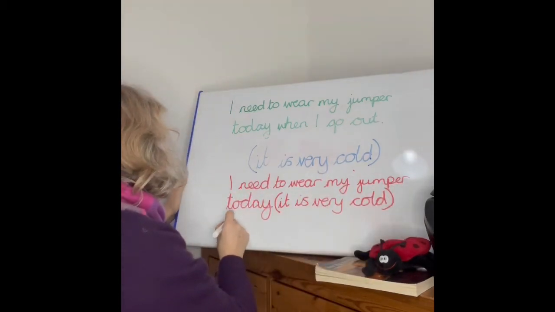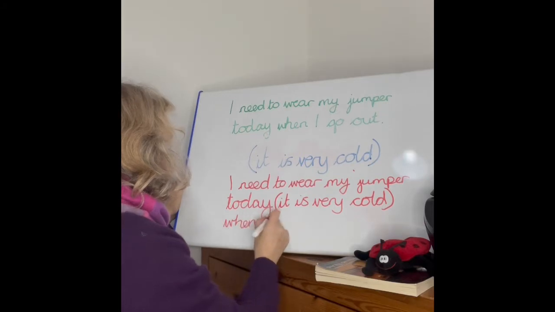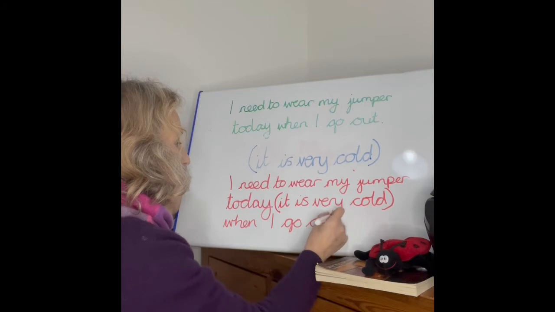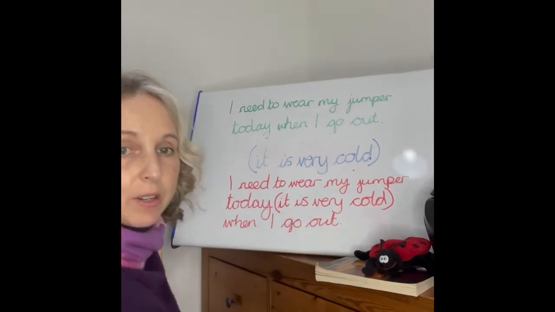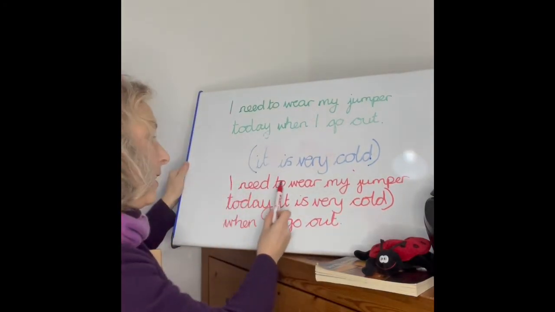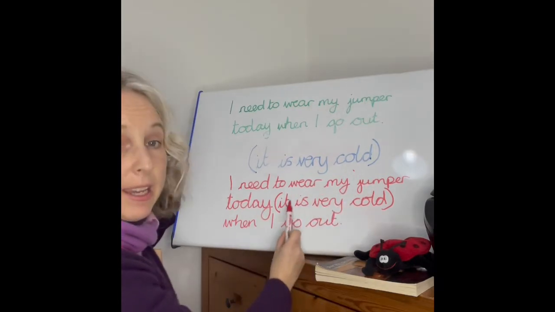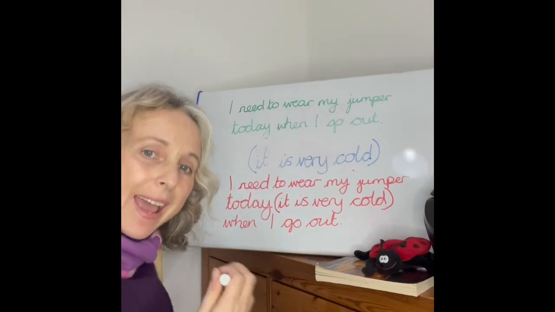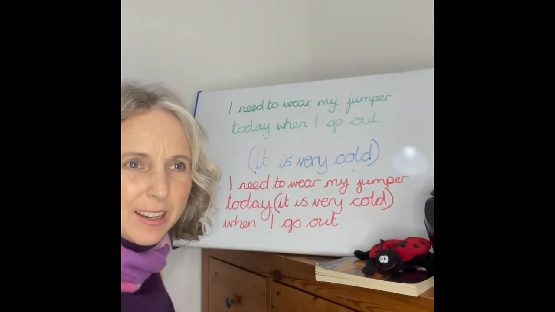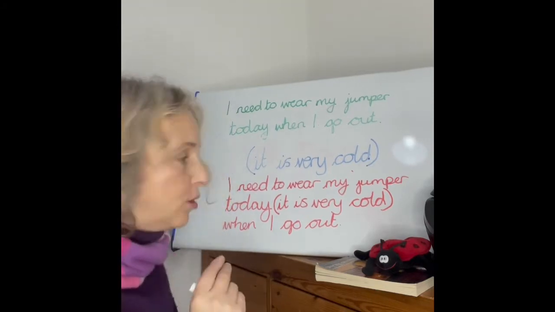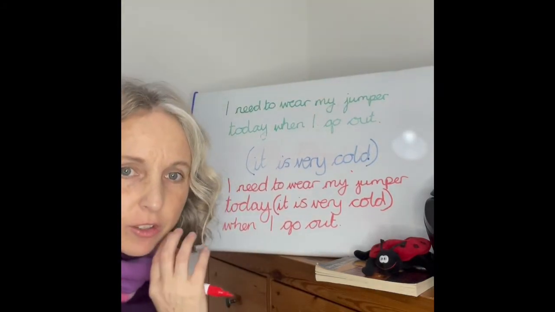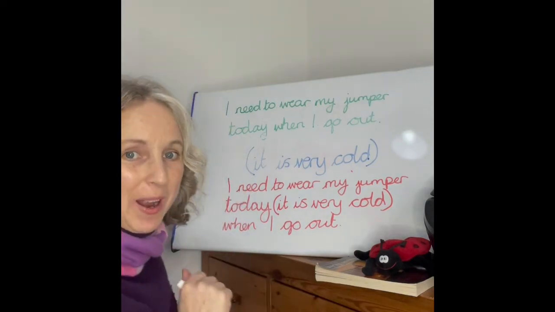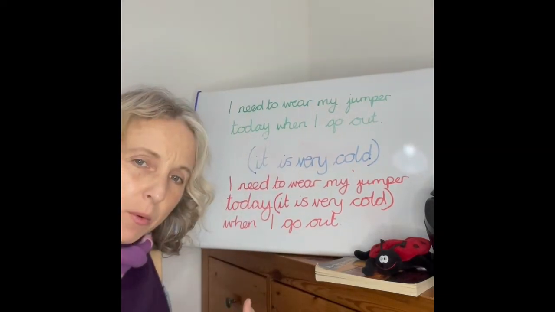And then when I go out, full stop. So now the sentence reads, I need to wear my jumper today. It is very cold. When I go out. So can you see there's that extra little bit of information that's sort of almost like a little quiet word to the reader. It's almost like a little extra explanation. So I need to wear my jumper today. Well, it is very cold when I go out. Can you see how that works?